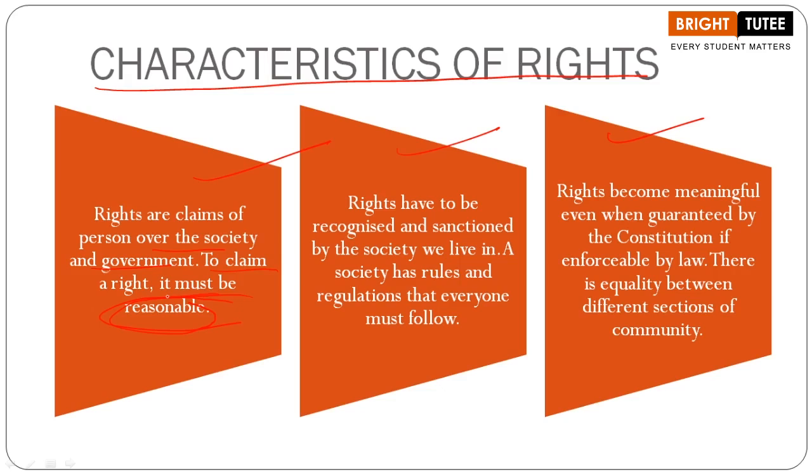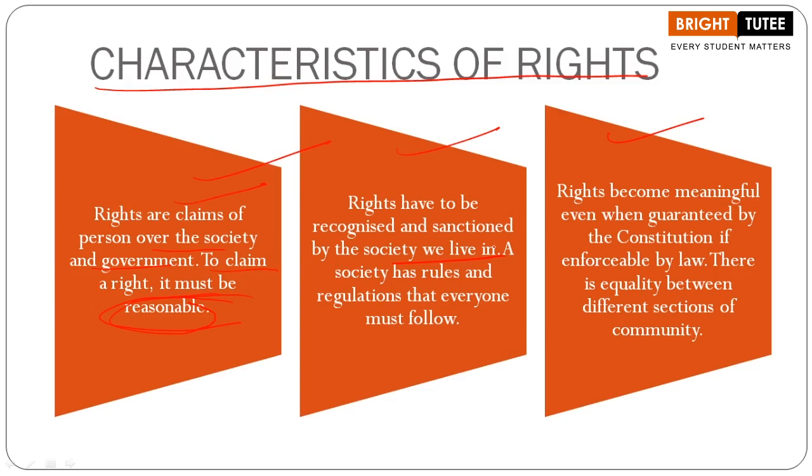So here you have to understand this thin line between being reasonable while making or claiming our rights, or being unreasonable. We have to understand that whole concept. Whatever rights we are claiming should be reasonable. It must be reasonable. So this was our first characteristic. Now the second characteristic here is that rights have to be recognized and sanctioned by the society we live in.